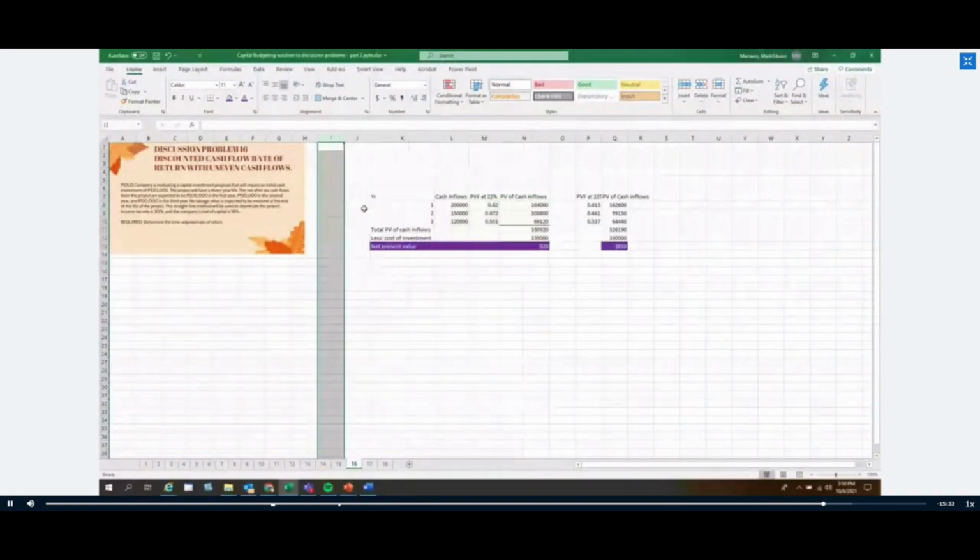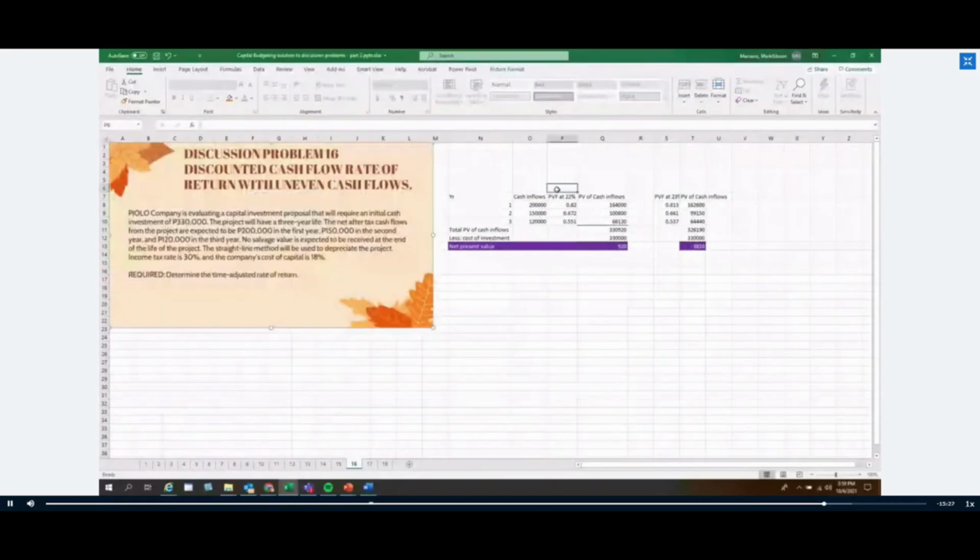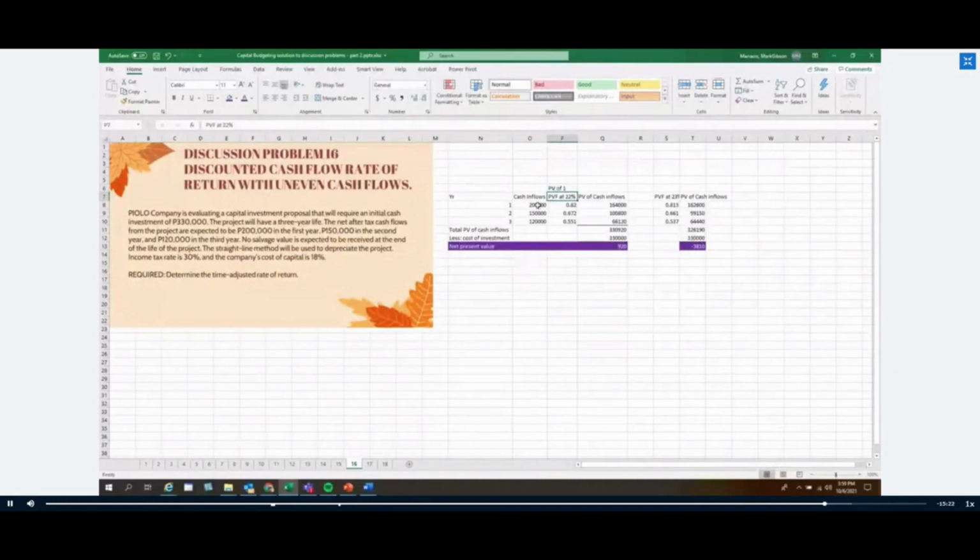In problem 16, remember, since this is an uneven cash flow, what we are going to use is the present value of 1. The cash flows are given: 200,000, 150,000, and 120,000. Present value factor using 22%. Actually, it should be 18%. That's 0.82, 0.672. Let's check, confirm it in our table.